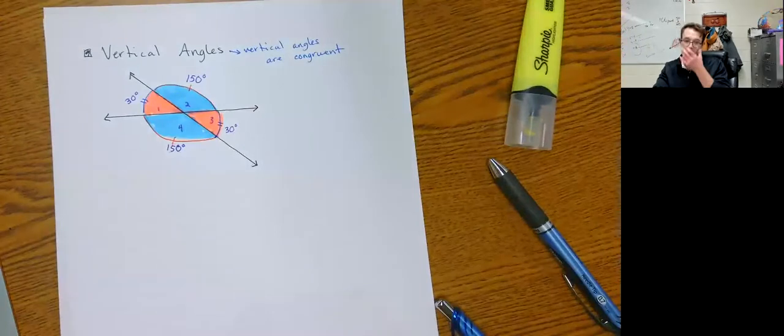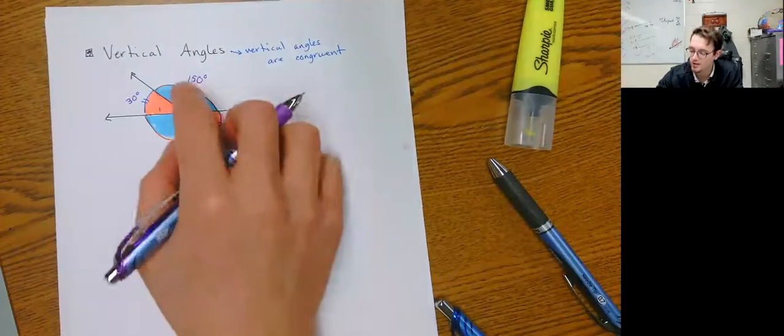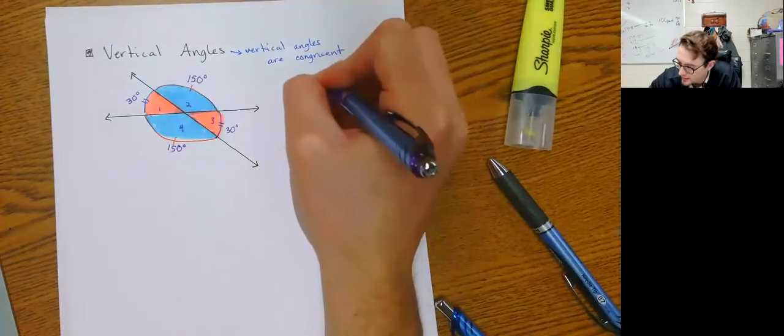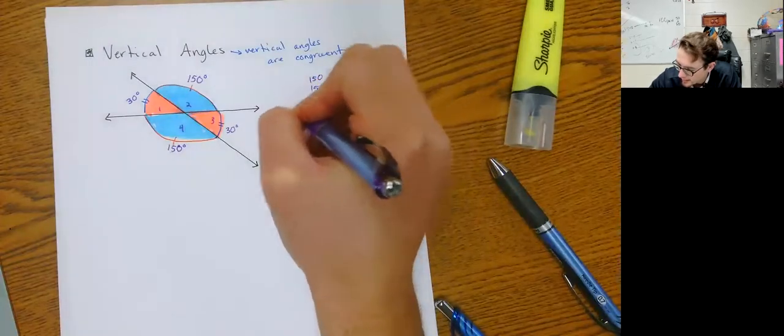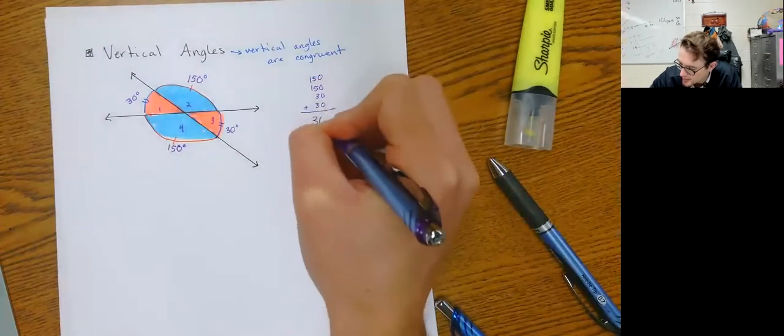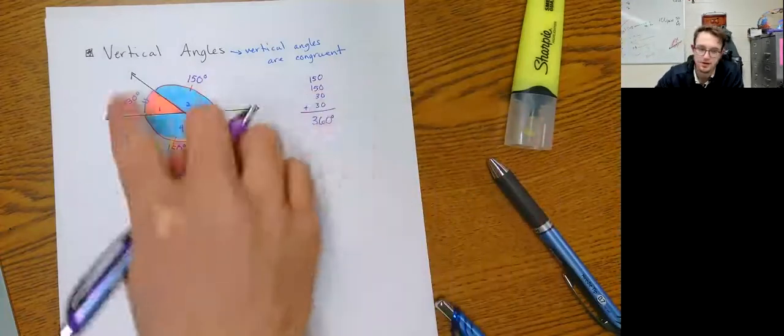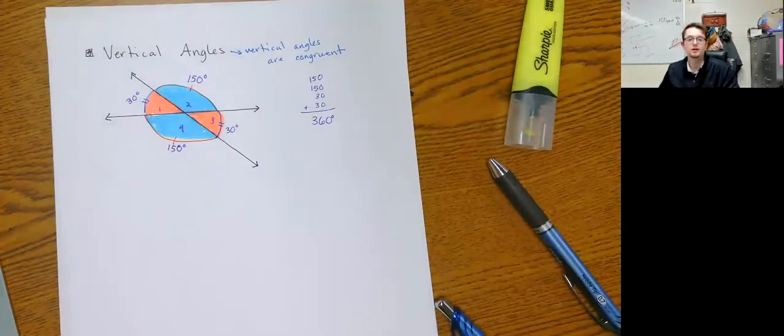And then a circle has 360 degrees. So if I was to add all these up, I get 150 and 150 and then 30 and 30. And if I added all those up, I would get 360 degrees because there's 360 degrees in a circle. You spin around 360 degrees. So vertical angles are congruent.